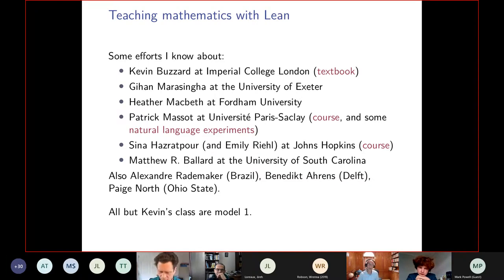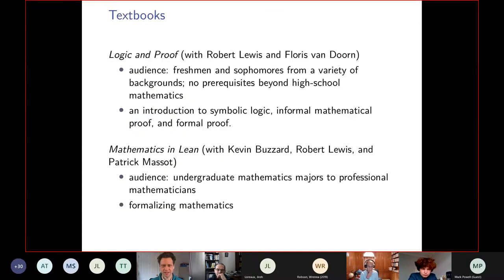Interestingly, only Kevin is specifically targeting a formalization course. All of these, I think, are really using Lean as add-ons, although I guess Patrick is somewhere in the middle. As Kevin mentioned, first they teach a course in analysis, and then maybe the second term is more specifically on formalization. So you have both kinds.